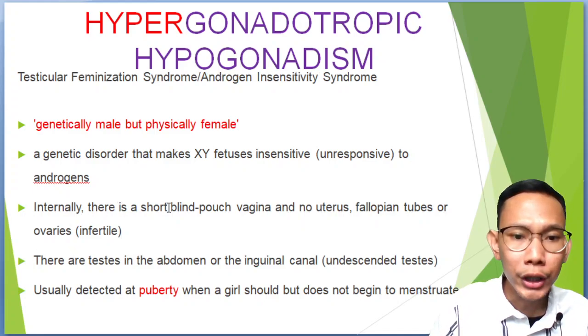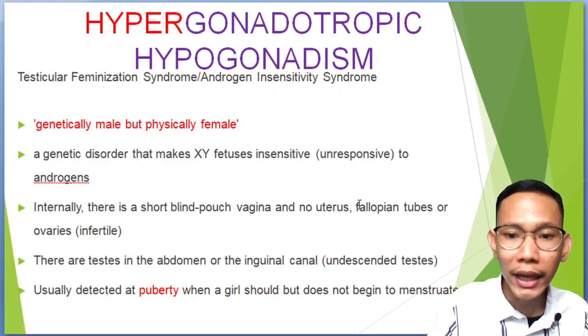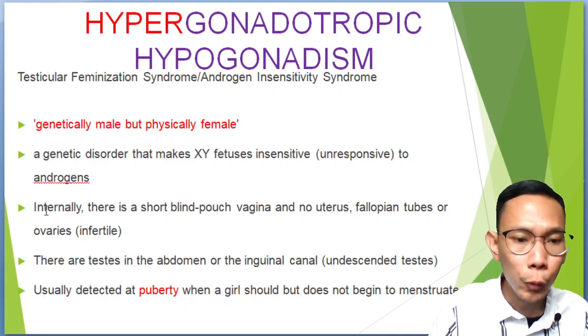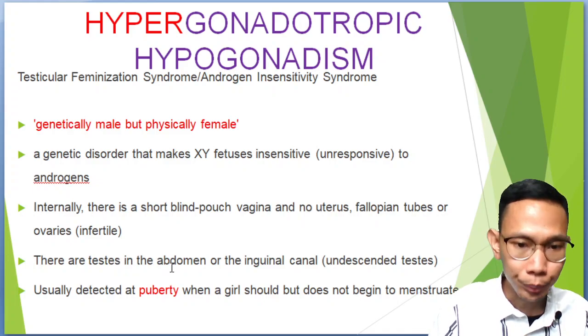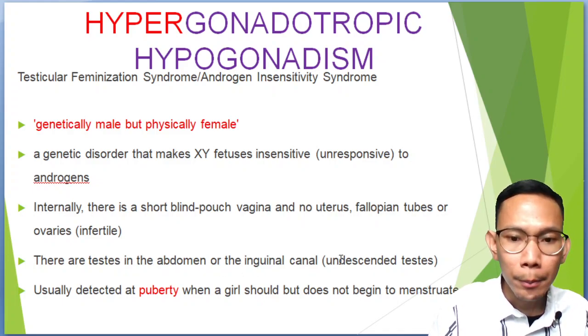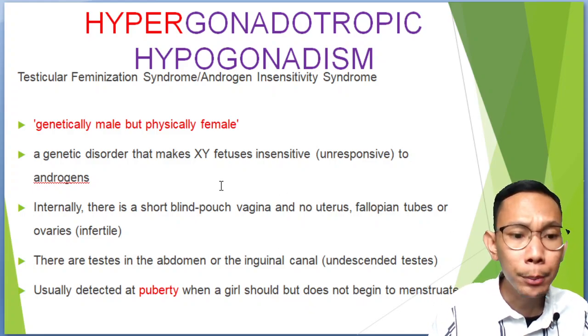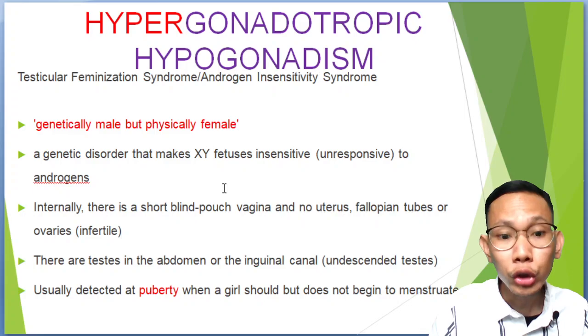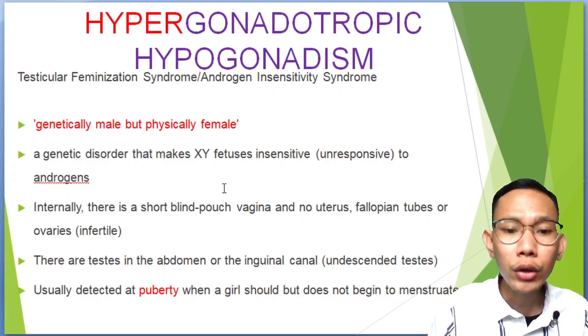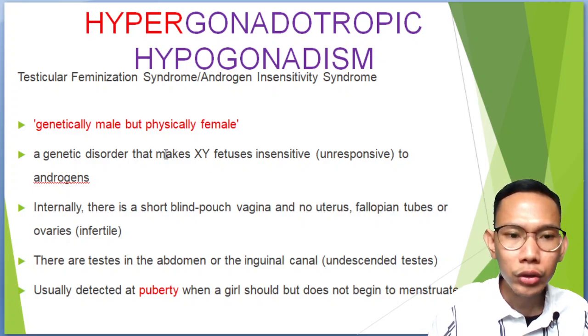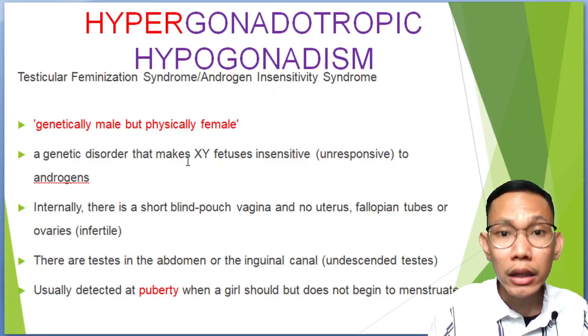So internally, there is a short blind pouch, vagina, and no uterus, fallopian tubes, or ovaries. There are testes, in the abdomen or the inguinal canal, meron kang undescended testes, and usually detected at puberty when a girl should but does not begin to menstruate. Males are born looking externally like normal girls, but even though they have genetic chromosomes of XY, they are still considered female.